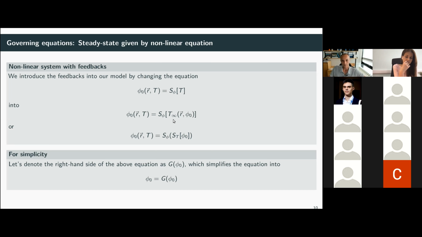So instead of the infinity, I'm going to write the steady state temperature field solver here. So now we have two functions here. I'm just going to simplify it. I'll write G instead, right? So these two functions together are defining this G function. So that will simplify this equation into this one.